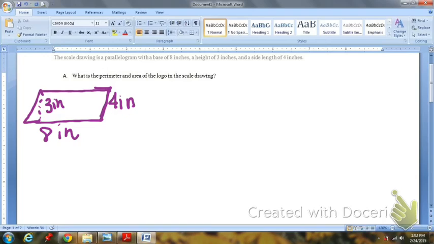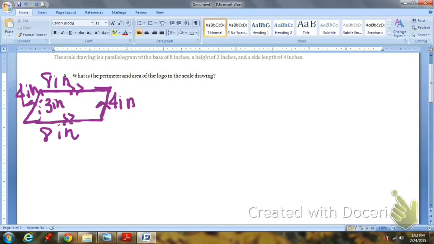Now that we have our sides labeled and we have a picture, we can find the perimeter of the logo in the scale drawing. The perimeter is the distance around the outside. We know that in parallelograms the opposite sides are congruent. So this side is 8 inches and this side is 4 inches because they're opposite each other. This side is congruent and this side is congruent because they're opposite. And they're also parallel. That's why I drew those arrows.